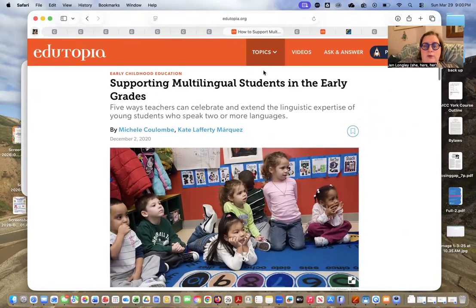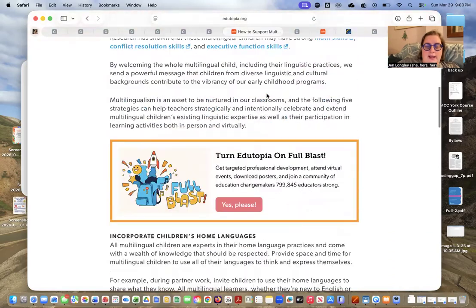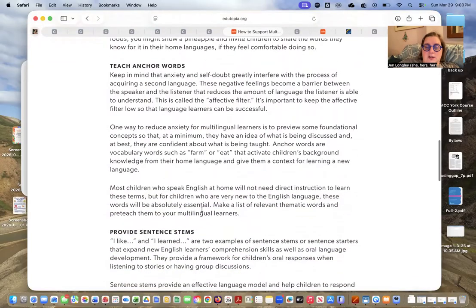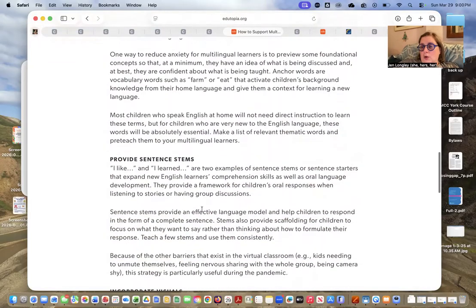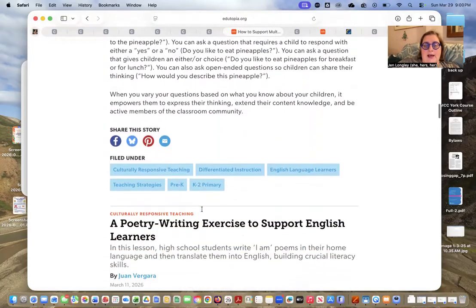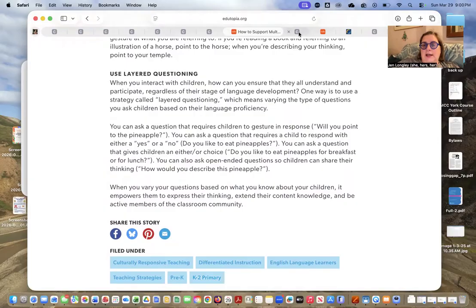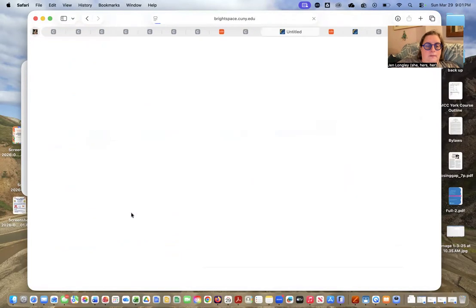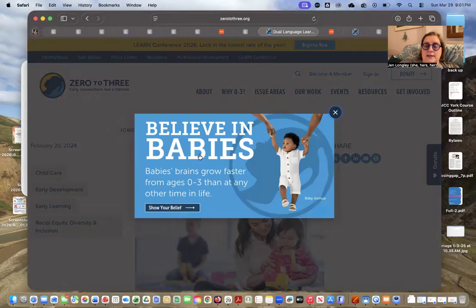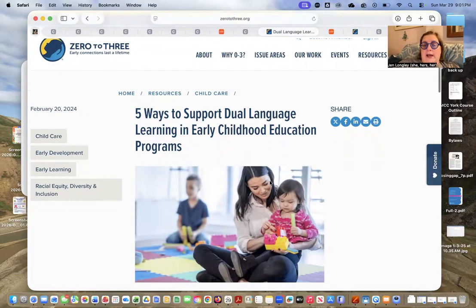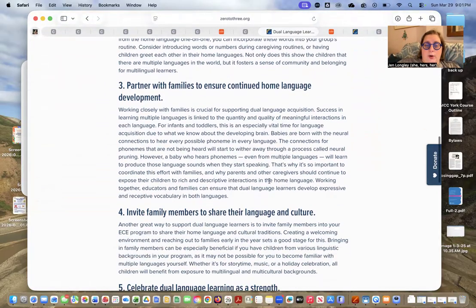Supporting multilingual students in the early grades. So strategies to support students who speak multiple languages, okay, and what you can do in classrooms. 5 ways, and here we go. 5 ways to support dual language learning in early childhood programs.